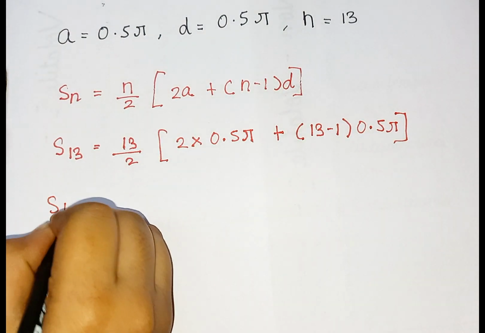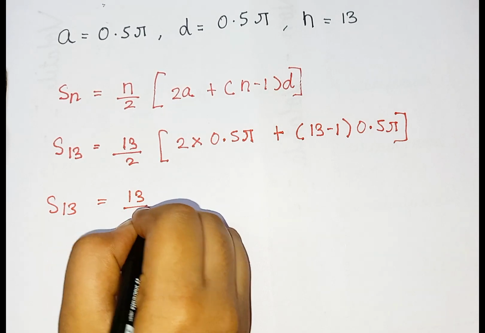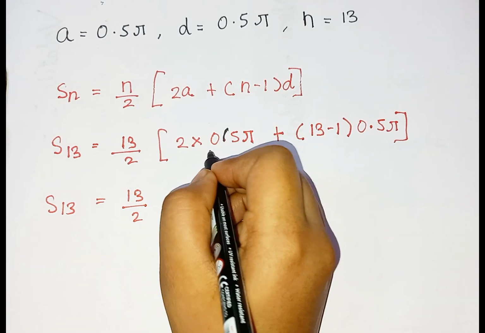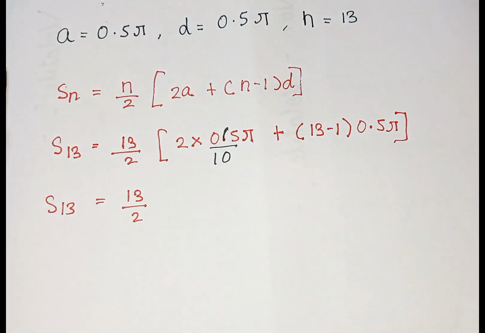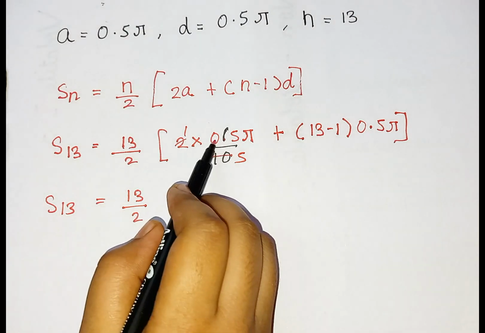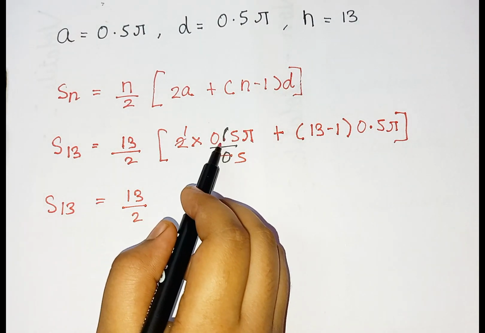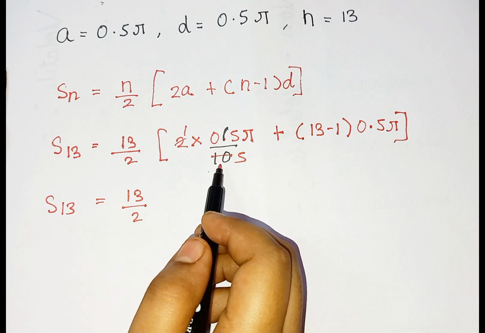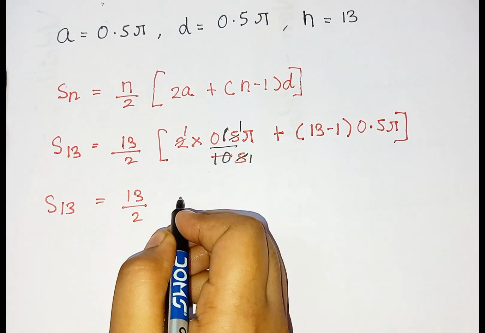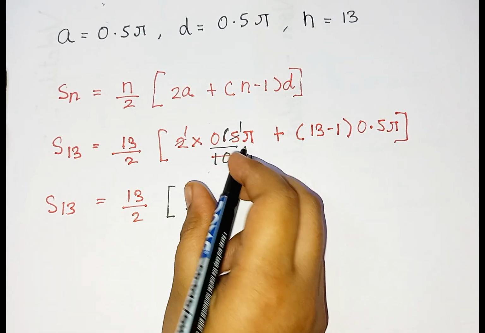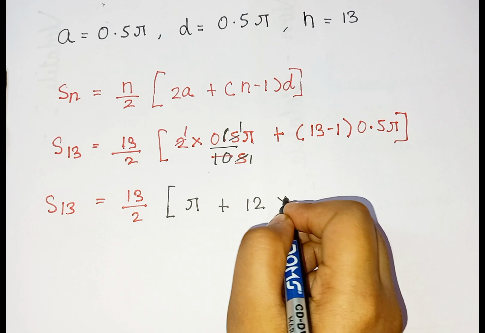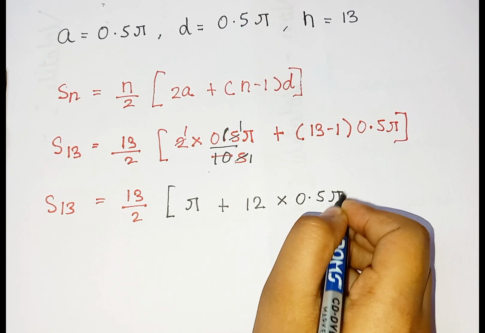Now S13 is equal to 13 by 2. Here I'll just take off the point. Whenever you have a point, take it off, and then divide by 10. So 1 2 is 2, 5 2s are 10. Then I have 5 divided by 5, isn't it? Because now no need to consider the point, we already took it off. So let us cancel it. 5 1 5 is 5. Now we have pi left out here and then plus 13 minus 1 is 12 into 0.5 pi and close the bracket.